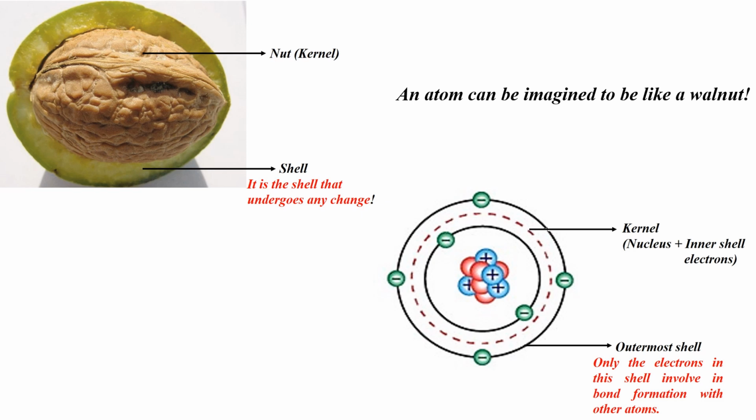In the same way, it is the electrons present in the valence shell of an atom that participate in chemical bonding and lead to chemical combinations. The valence shell of an atom can accommodate a maximum of 8 electrons.